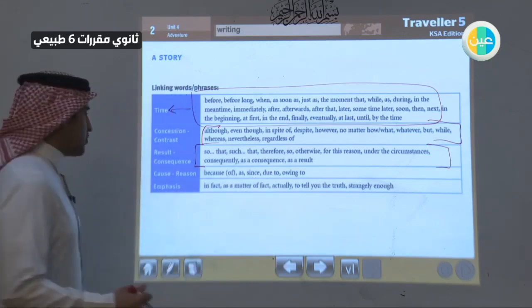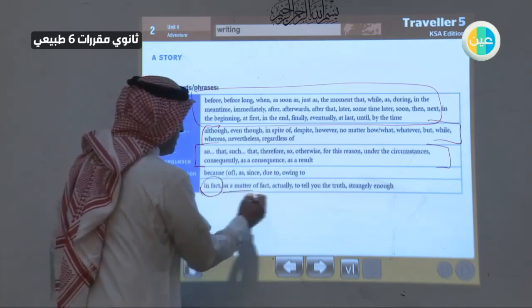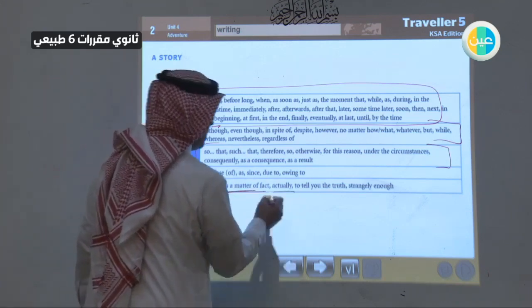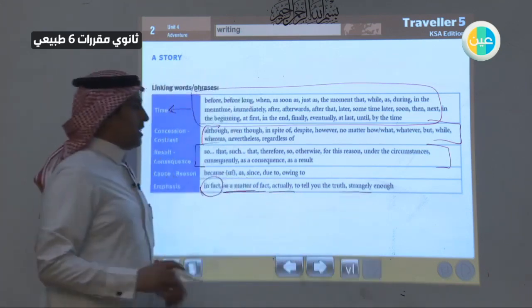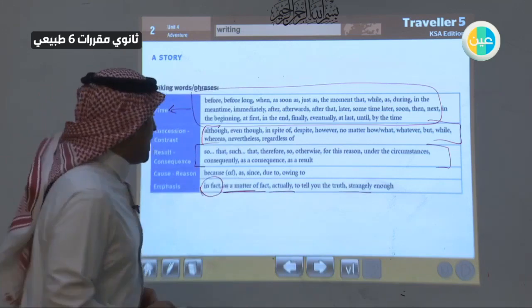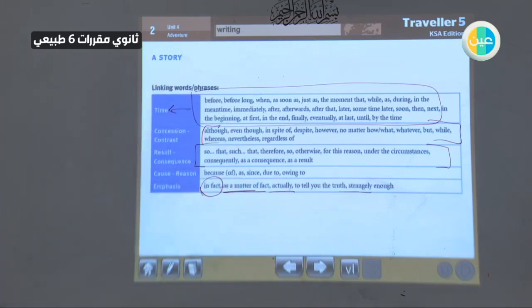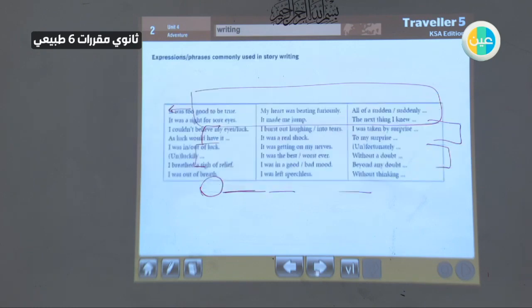Emphasis: to make sure, in fact, actually, etc. And strangely enough.